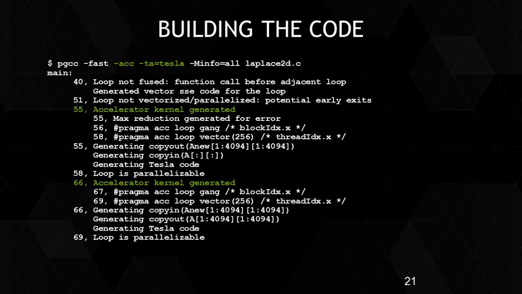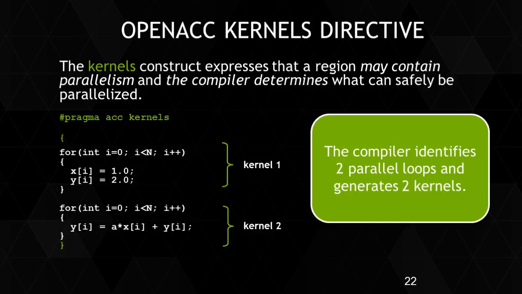Now it turns out OpenACC does have a second approach that some users find a little simpler. I like to teach parallel loop first because it's very descriptive. I understand that this loop should be parallelized. But now that you understand what a kernel is, I'll tell you about the kernels directive. The kernels directive identifies a block of code where I believe there may be parallelism, but I want the compiler to find it for me.